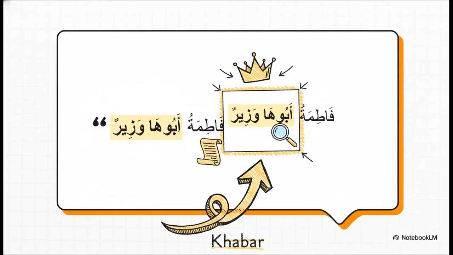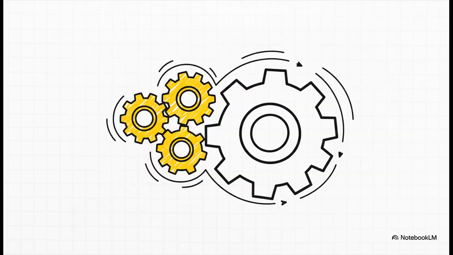Check out this sentence. Fatimatu abuha wazirun. Our main subject is Fatima in blue. Now, what's the news about her? It's that entire phrase, abuha wazirun, her father is a minister, which you can see is highlighted in orange. Now, that phrase is a complete sentence on its own. It has its own subject and predicate. And this whole mini sentence is serving as the khabar for Fatima. How cool is that?